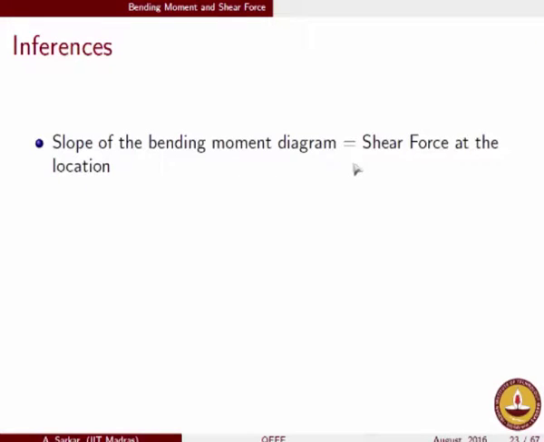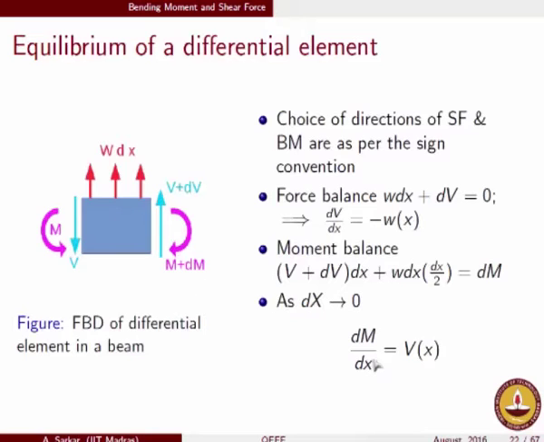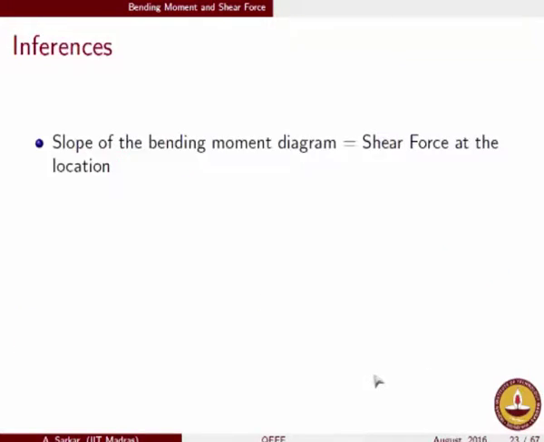Okay, so the inferences that we have at this stage are as follows. The slope of the bending moment diagram is precisely equal to the shear force at that location, so dm by dx is vx. Now if you integrate between 2 points a to b, then mb minus ma is the value of this integral. So the area of the shear force diagram between 2 points a to b is the jump in moment. The difference in moment between 2 points a and b is precisely equal to the area of the shear force diagram between these 2 points.